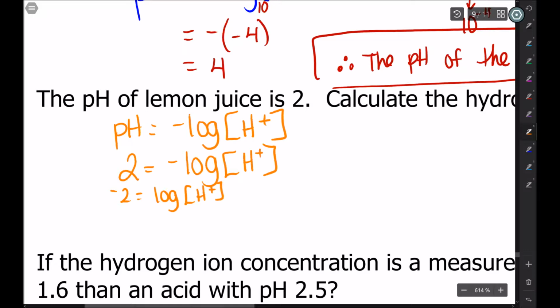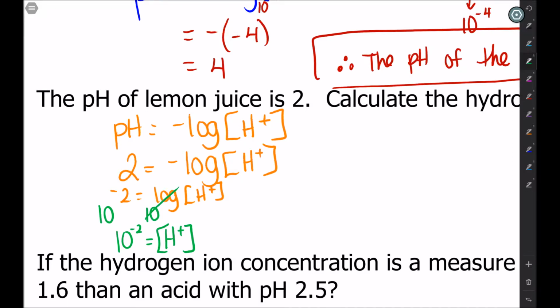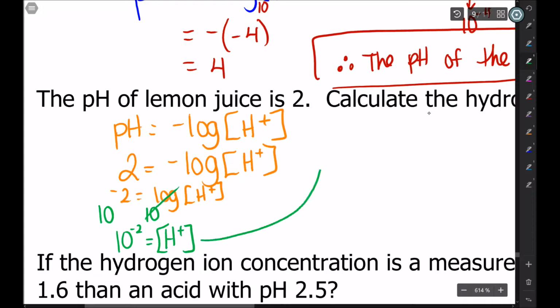Now, because there is an invisible 10, or it's a base of 10, I can do 10 to the power of each one of these pieces here, and I get 10 to the power of negative 2 is equal to simply H plus here, because this 10 and this log will cancel each other out, and I can just bring that H plus right in front. Okay? So now I'm just going to figure out what 10 to the power of negative 2 is, and that's 1 over 10 to the power of 2. So I can say 0.01 is what H plus is.